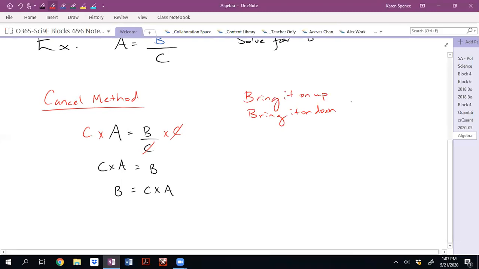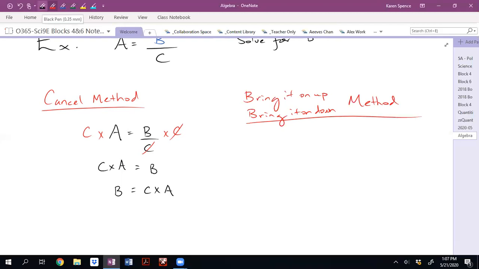Method. And usually this one, I just do it in my head, but you can write it down if you want to, but it's really nice for being able to do simple ones like this in your head. A is equal to B over C, and I don't need to get B on the top, so all I need to do is get C on the top.